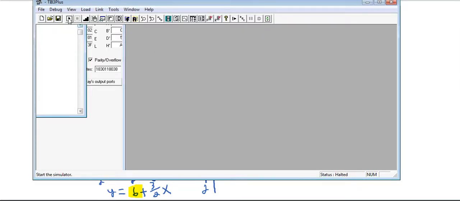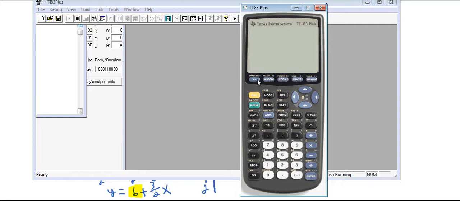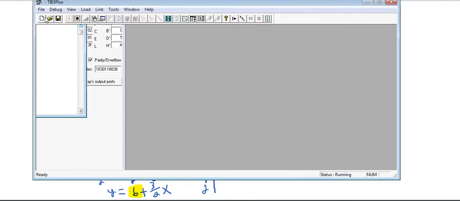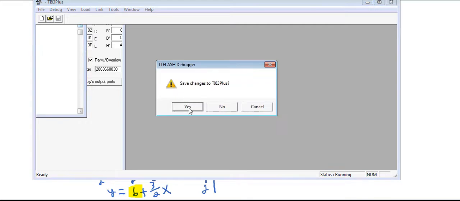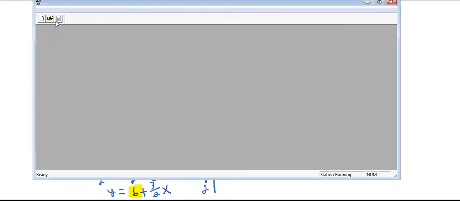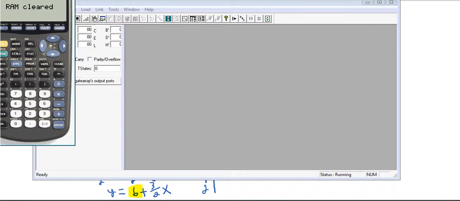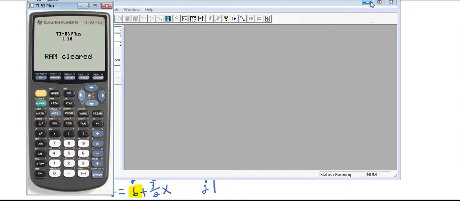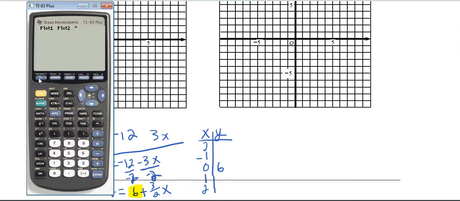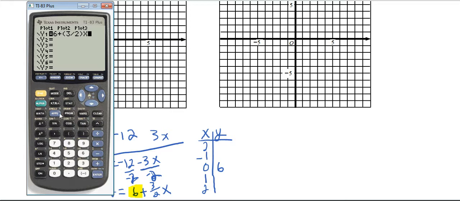To stop it. See if we can restart it. And it's not going to let us restart. So let's open up a new one. And many of you continue to ask, how do I put a fraction in the calculator? So I'm going to do this one for you. I'm going to go to my y equals, and then I'm going to have 6 plus, and then I'm going to put in parentheses 3 divided by 2 x. That's how I would do that one.